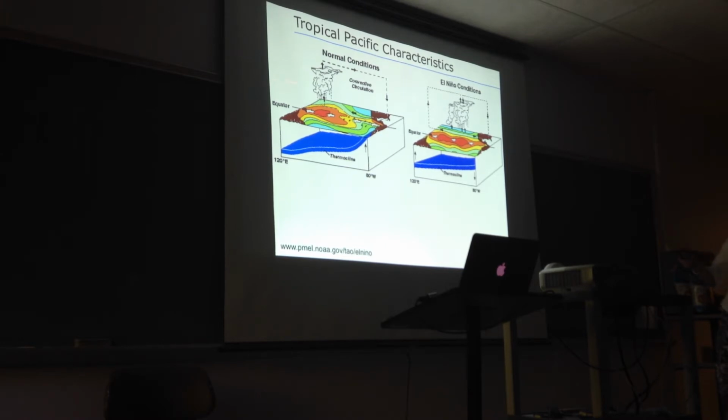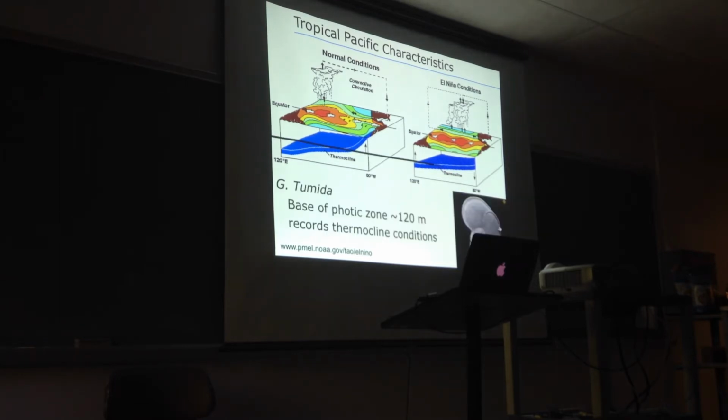The first one is a record of what the subsurface looked like, and then we'll move to the western Pacific. So again, as a reminder, during a normal year, we'd expect the thermocline to be shallow in the east, and during an El Nino year, we'd expect it to be deeper in the east. Okay, so how do we get at that?